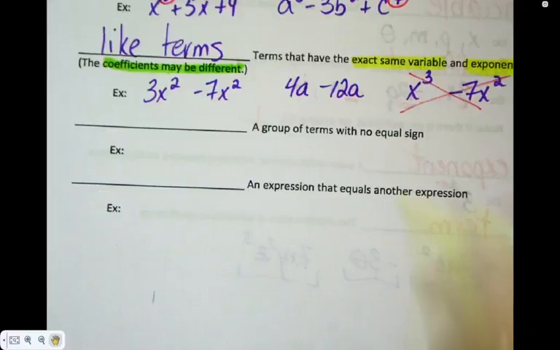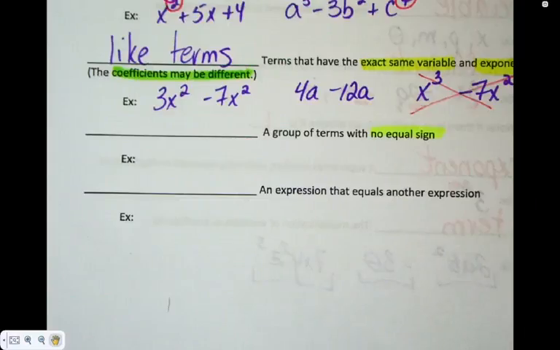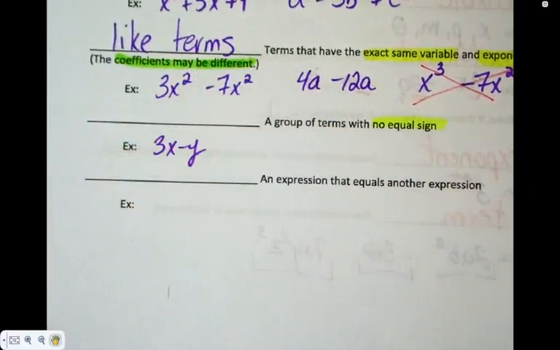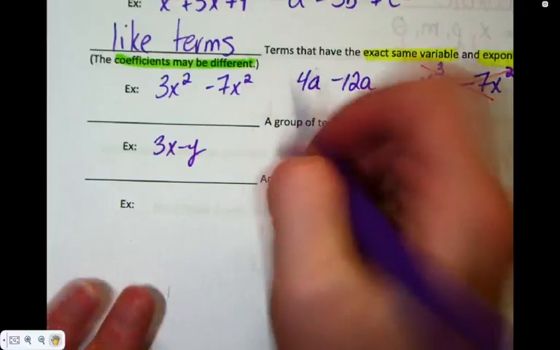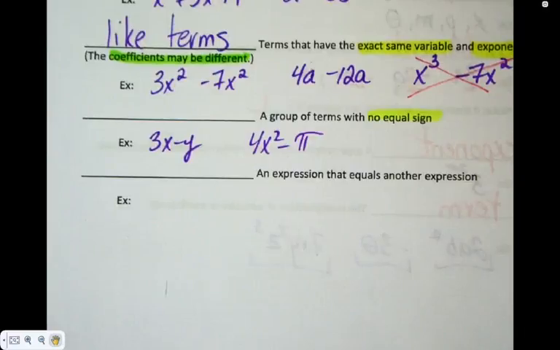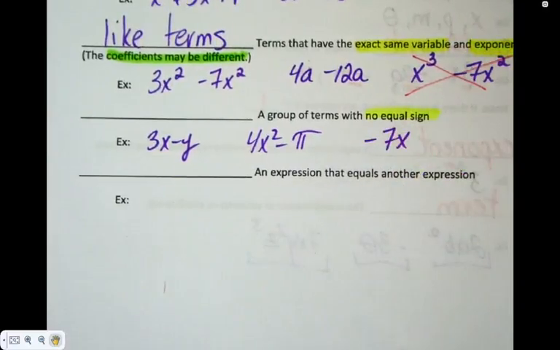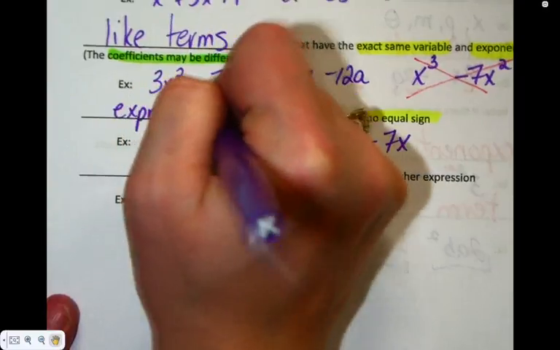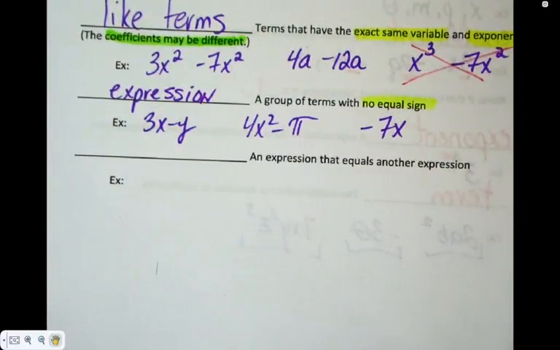A group of terms with no equal sign. Could be a monomial, could be a binomial, could be a polynomial. We don't care. It's just a group of terms that do not have an equal sign. So 3x minus y. There's a binomial. 4x squared minus pi. Another binomial. Minus 7x, monomial. So we lump these all together, and yes, they're all called polynomials, and they all have a different name, but they're all lumped together, and these are called expressions. Sometimes you'll hear them called algebraic expressions.